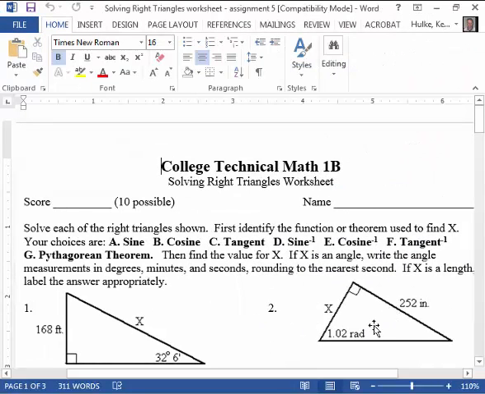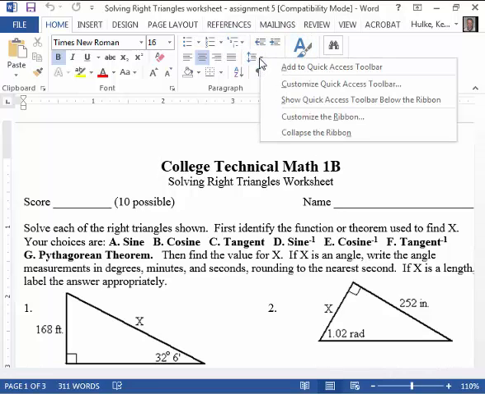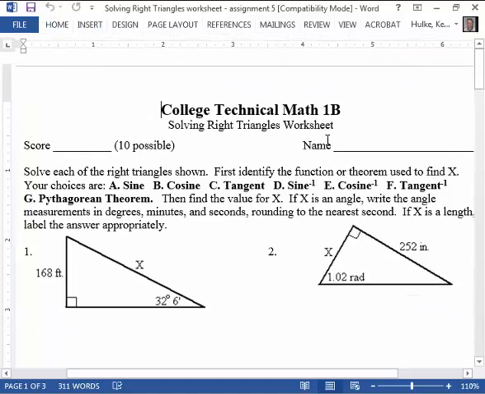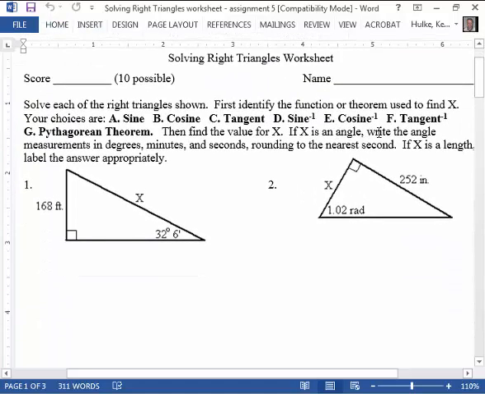This is the lesson on solving right triangles worksheet, and we're going to go through these problems. Solve each of the right triangles as shown. First, identify the function or theorem used to find x. Your choices are sine, cosine, tangent, sine -1, cosine -1, tangent -1, or the Pythagorean theorem.